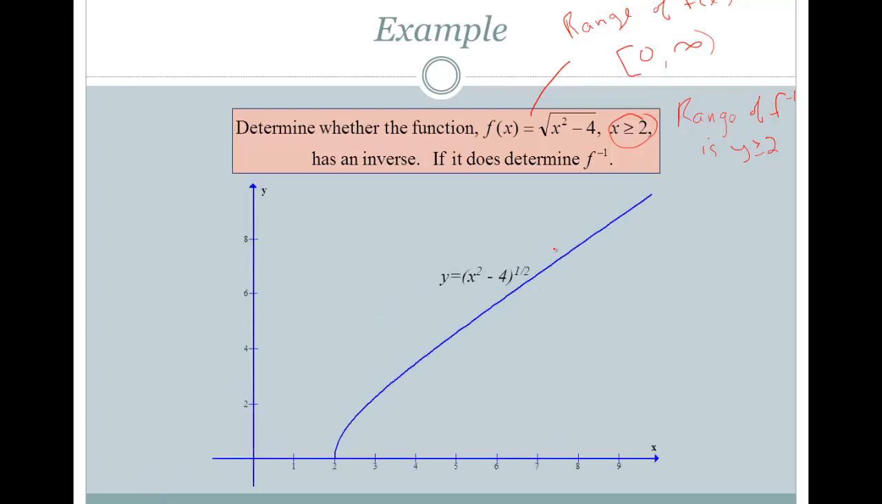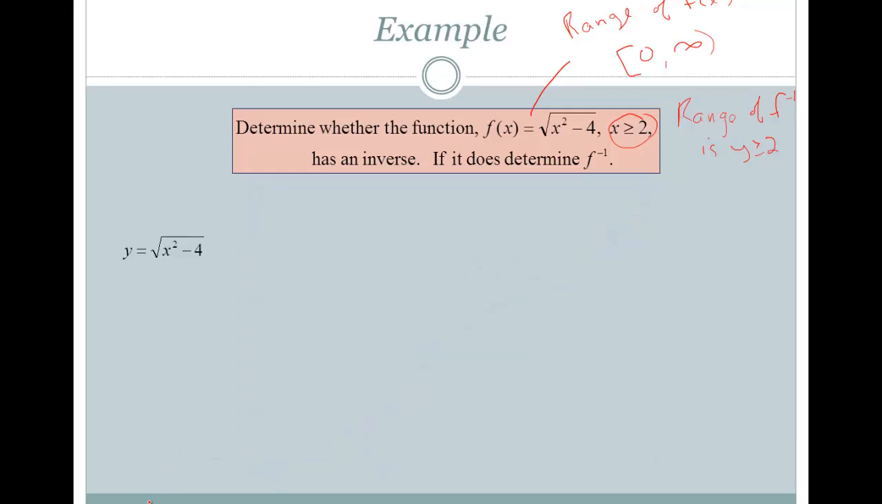And you should see that any horizontal line is only going to pass that once. You should also note that it's always increasing. Therefore, it's 1 to 1, and therefore we have an inverse. So we do have an inverse, so let's find it.